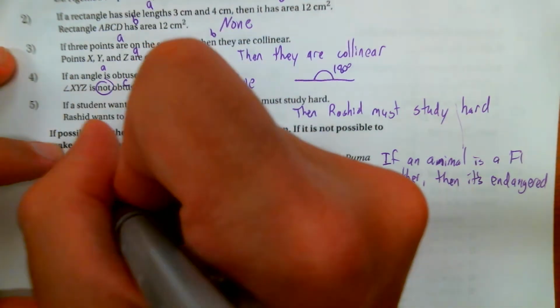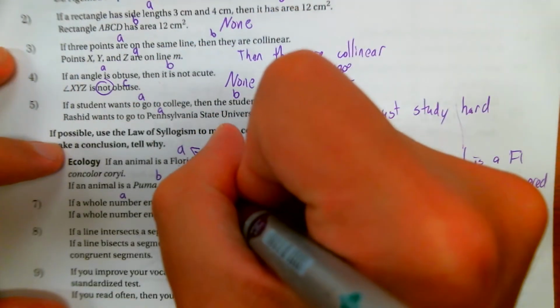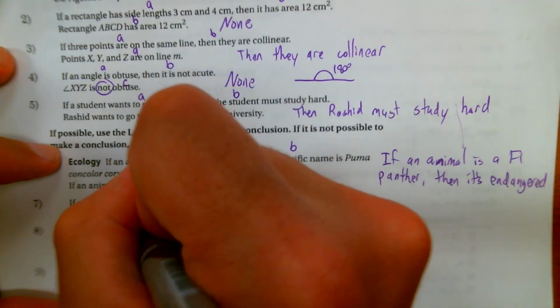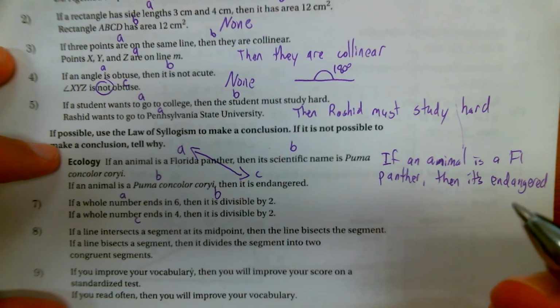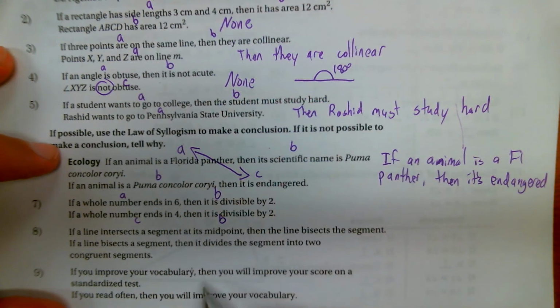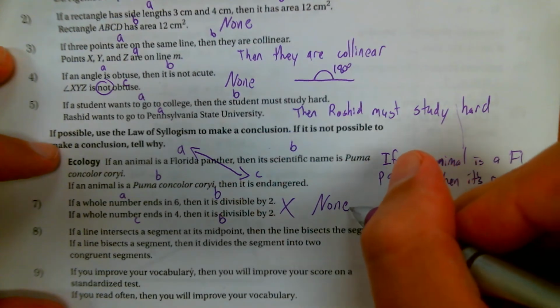All right, number 7. If a whole number ends in 6, that's A. If it ends in 6, then it's divisible by 2, that's B. If A, then B. If a whole number ends in 4, that's something different. We haven't seen that yet, so that's a C. Then it's divisible by 2. I have B again. I can't go from A to B and then C to B, and that doesn't work. So there's no conclusion I can make there.